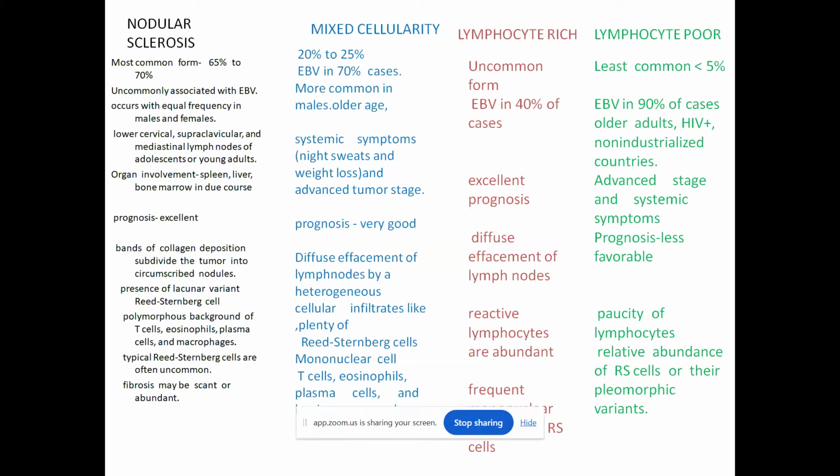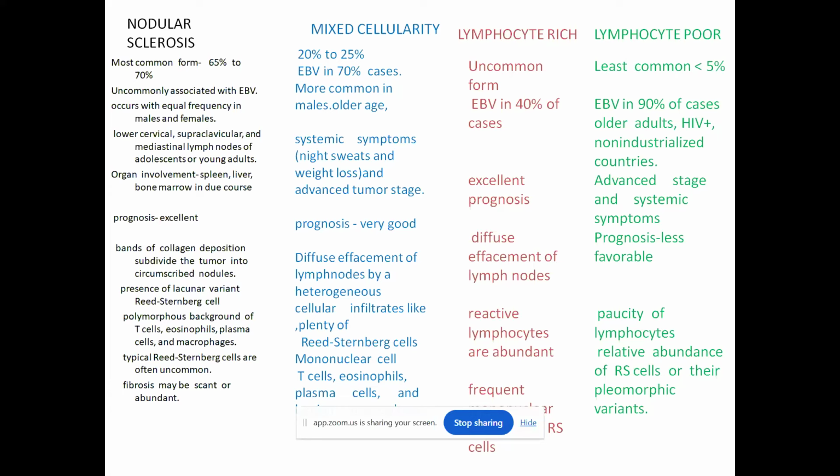So this picture shows the different subtypes of the classical Hodgkin's lymphoma like nodular sclerosis, mixed cellularity, lymphocyte rich and lymphocyte poor. Coming to nodular sclerosis, the most common type, it contains 65 to 70%. When we see these subtypes, we have to see whether it is associated with EBV infection, what area is affected, what is the prognosis, organs involved, and how it looks microscopically. So coming to nodular sclerosis, it is uncommonly associated with EBV. Male and female are equally affected, and the prognosis is excellent.